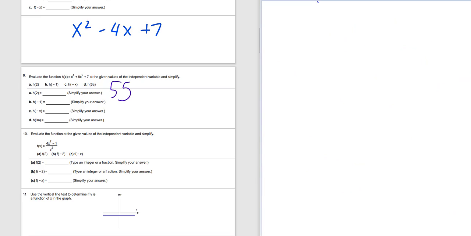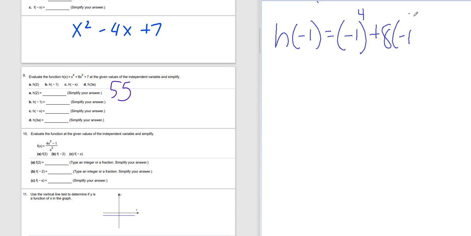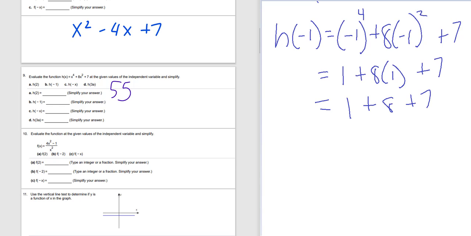And in part B, h of negative 1 is going to be negative 1 to the 4th plus 8 times negative 1 to the 2nd plus 7. So again, exponents first. A negative raised to an even power is going to be negative 1 times negative 1 times negative 1 times negative 1, which is positive 1, plus 8 times 1 plus 7. That's going to be 1 plus 8 plus 7. That's going to give me 16.